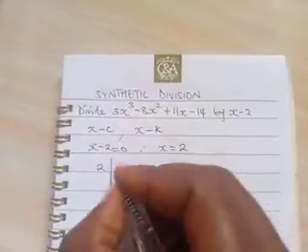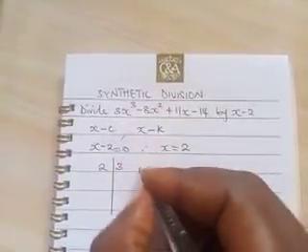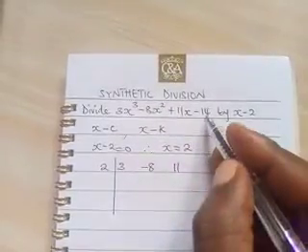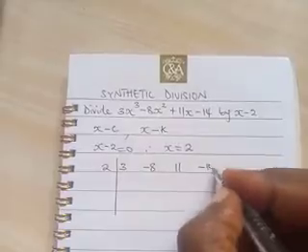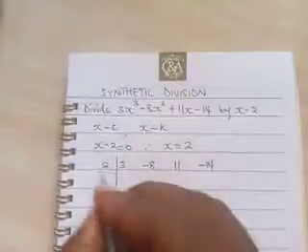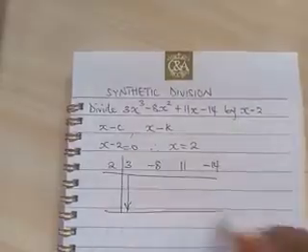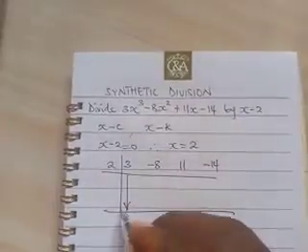The coefficient we have here is 3. Coefficient we have here is negative 8. Coefficient we have here is positive 11. Coefficient we have here is negative 14. So the next move we do is to bring down this one. We'll bring it down, 3.